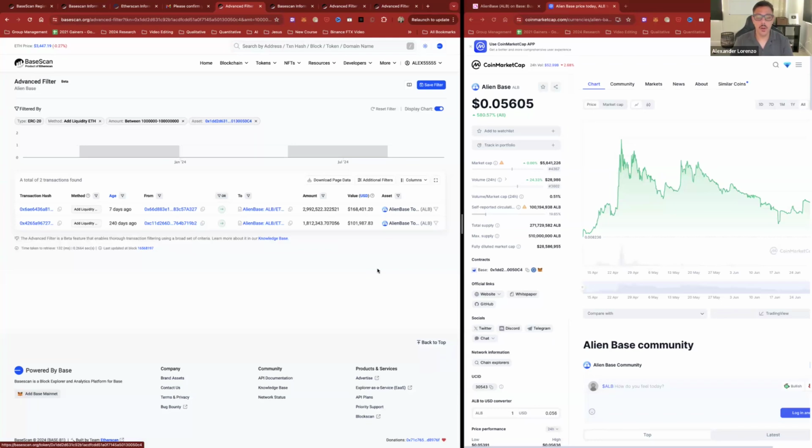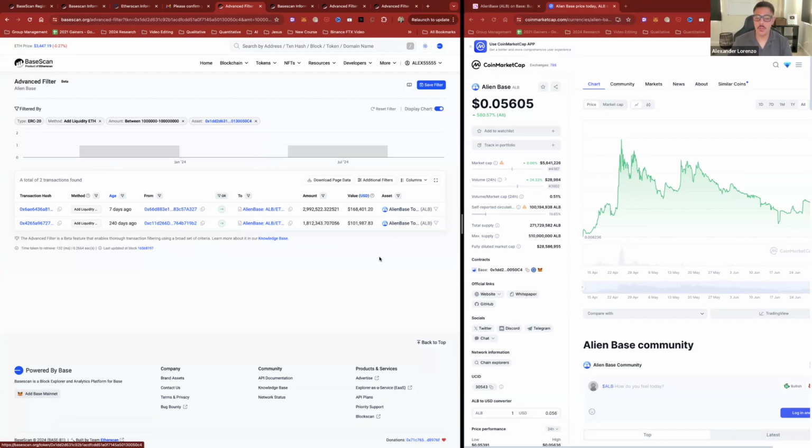Because you know how people look at, oh, but what about the whales when they trade? They don't trade. They're making liquidity pools. They're not trading, they can't. Think about it: how could a whale get into Alien Base when the liquidity pool is only like 60,000, 70,000? It doesn't make sense.